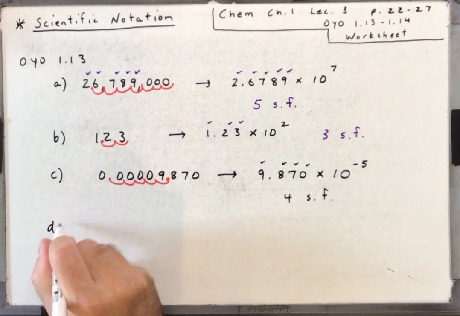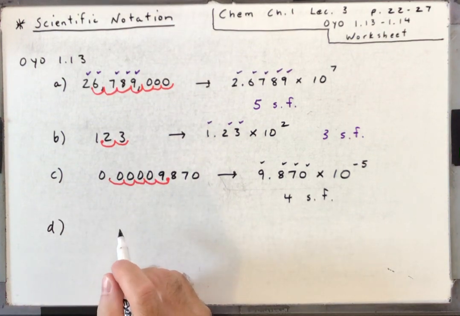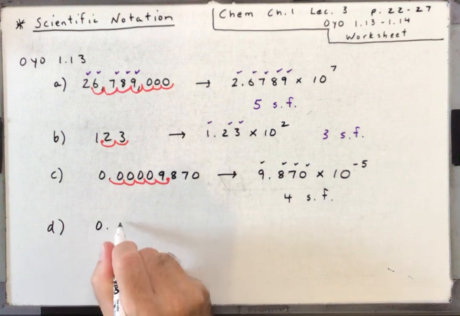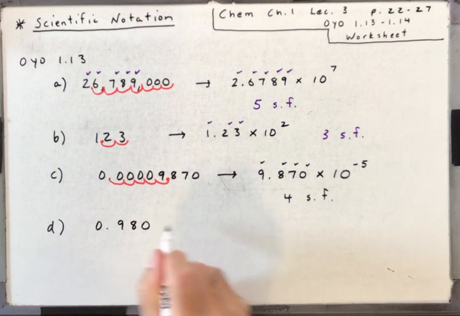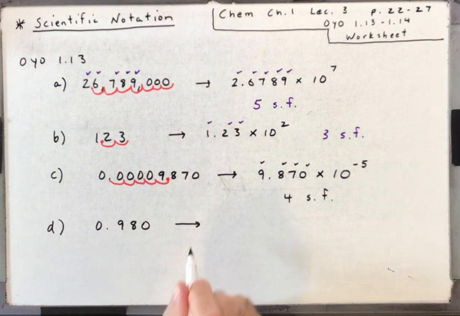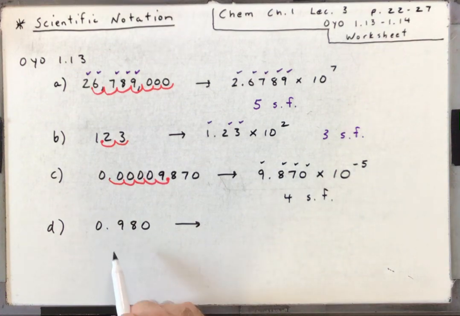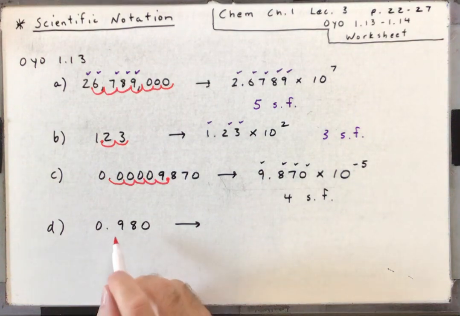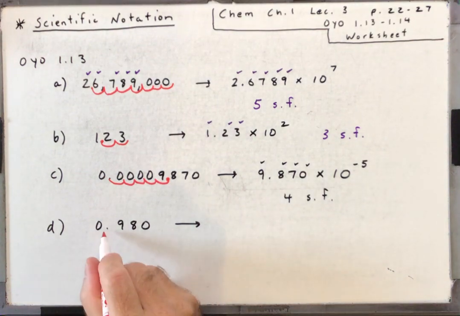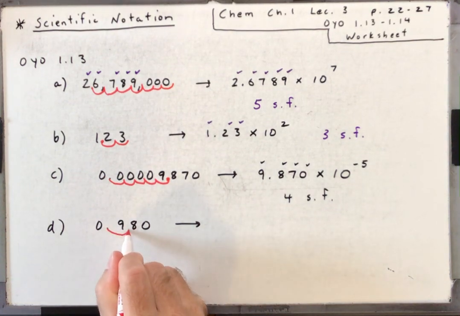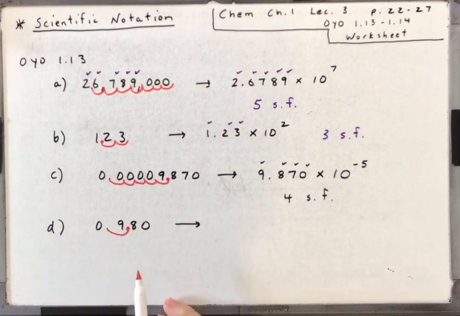All right, and then part D is 0.980. So you tell me, is this exponent going to end up being negative or positive for 0.980? What do you think? All right, the number's less than 1. It's not much less than 1, but it's less than 1. So we're going to the right 1 spot because that's our first non-zero number.